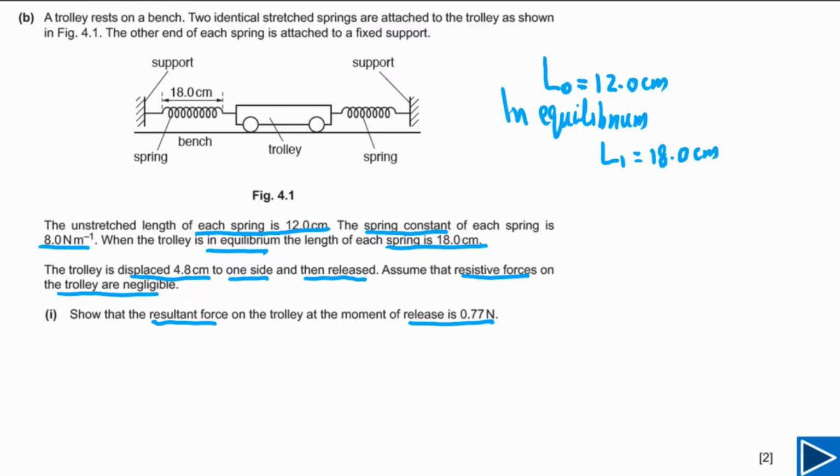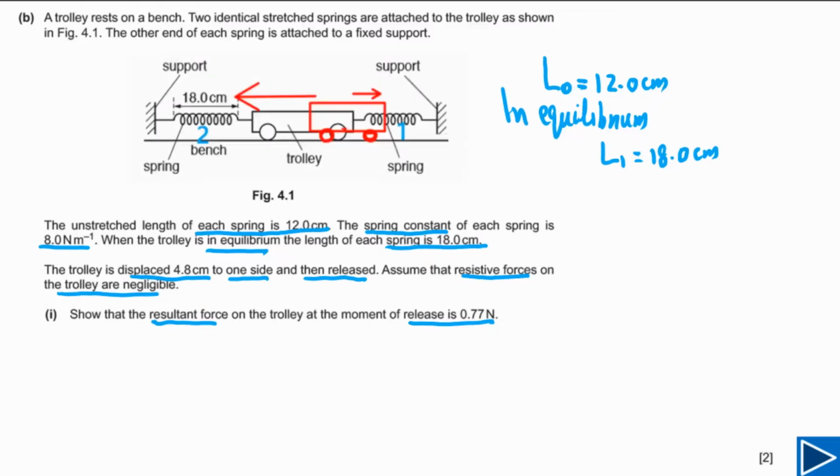First of all, in this case, I will assume that I displace this trolley to the right. So you can see this figure now, I have already drawn this one here. Now the next thing you need to understand, when I displace this trolley to the right by 4.8 centimeters, the extension of this spring will decrease. I'm saying this is spring 1 and the spring on the left side is spring 2. Before, the extension of this spring was 6 centimeters, now minus 4.8.